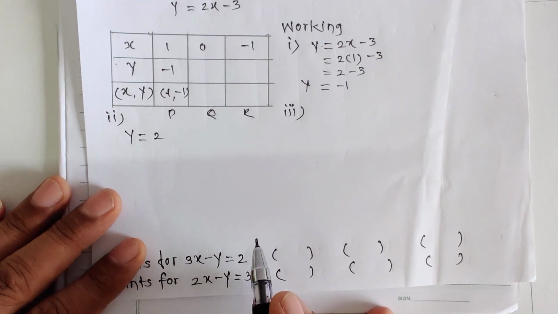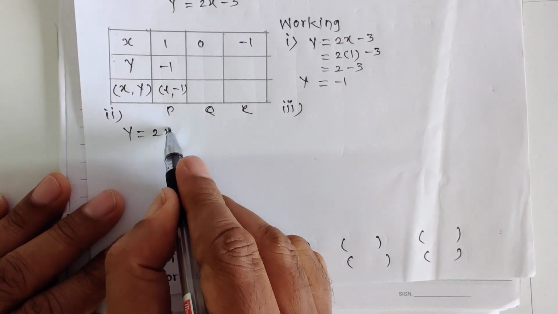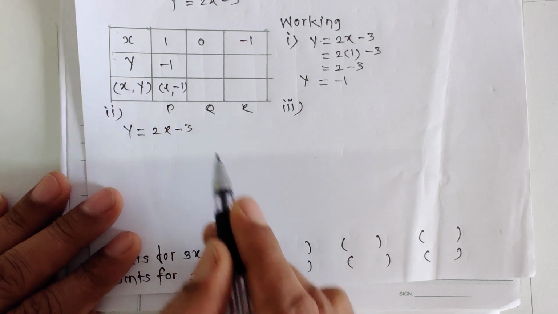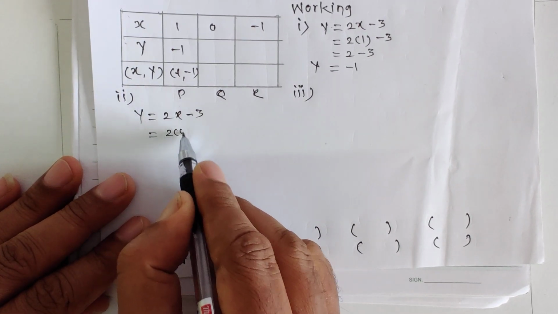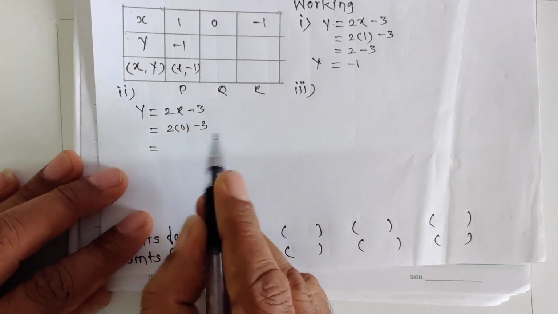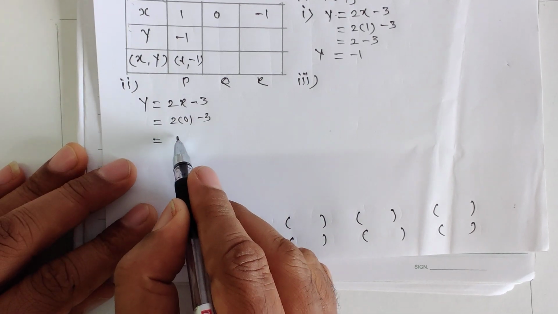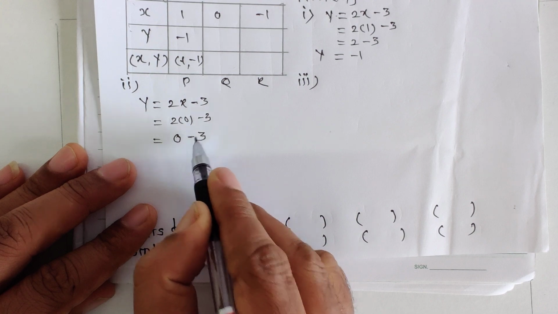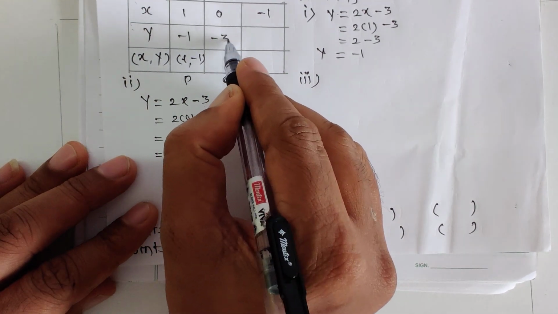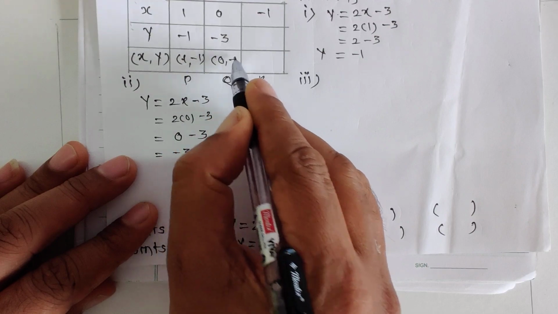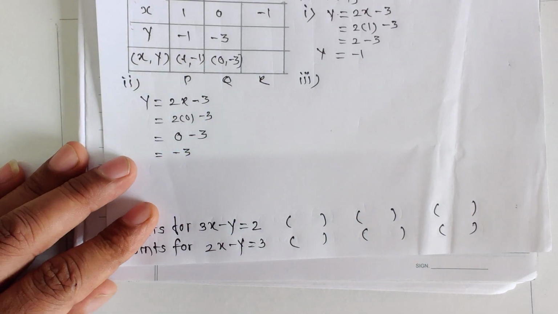Now second calculation, y is equal to 2x minus 3, that is the formula. Now substitute x as 0. 2 into 0 minus 3. So we get 0 minus 3 is equal to minus 3. So write this value here. Second point, 0, minus 3.